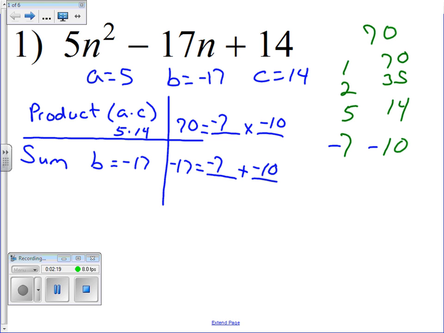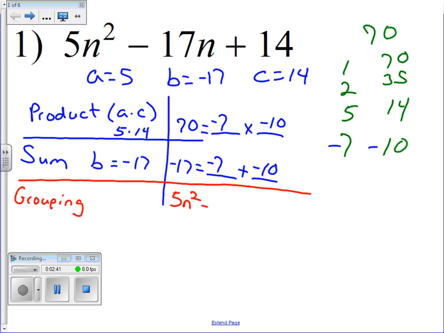Now here's the third step that is different from before. It is the grouping step. And actually I should say rewriting and then grouping. But we are going to rewrite this as 5n squared minus 7n minus 10n plus 14. Where did I get the negative 7n and the negative 10n? I got it from here. Now I'm going to do my grouping.